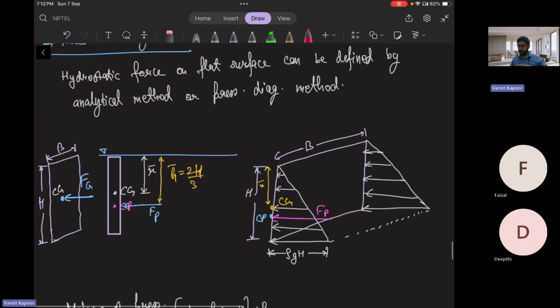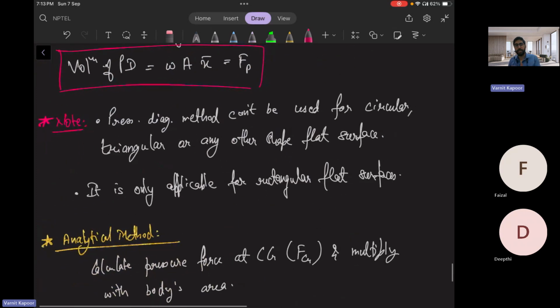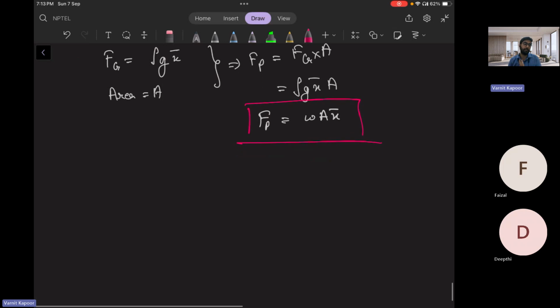Now we have done only a single fluid, that is any fluid, either water or oil. But suppose my plate is kept in such a way that there are two different fluids. Then what will you do? This expression, W A x bar of pressure force, is valid only for a single fluid. For two or more immiscible fluids, the hydrostatic pressure force can be obtained by the pressure diagram. That's why we have this technique of pressure diagram, but only for a rectangular flat surface. I'll tell again.